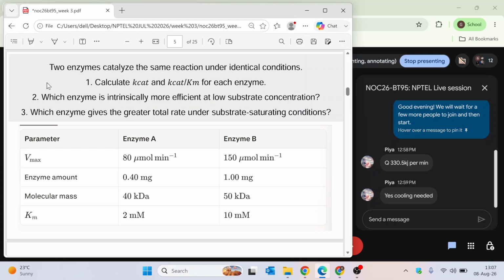And next, you have to tell which enzyme is intrinsically more efficient at low substrate concentration. And third, you have to find out which enzyme gives the greater total rate under substrate saturating conditions. So you have to assume substrate saturating conditions and find the V for both the enzymes, and comparing the values, you have to tell which gives a greater rate.